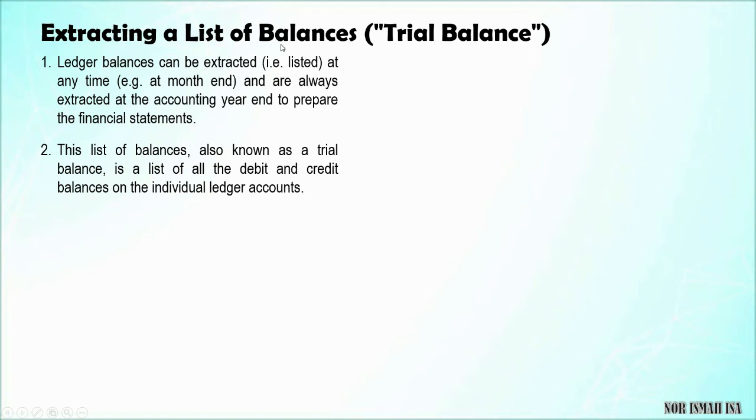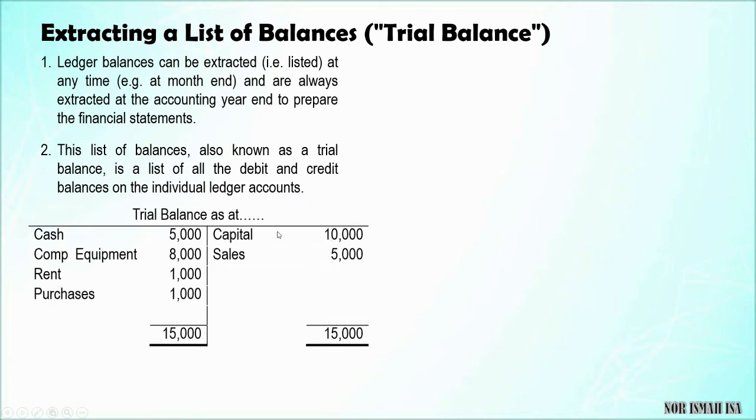So all the list of balances you just list down in a trial balance, a list of debit and credit balances on the individual ledger account. So we have two formats. One is a T account, so this is credit side. All the credit balance should be credit side, all the debit side balance at the debit side. You can see this one, total for debit is 15,000, total for credit is 15,000. So double entry rule has been performed here because the amount for debit and credit is $15,000. So the trial balance will detect the double entry error.